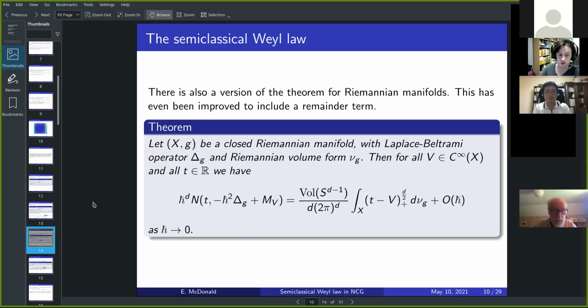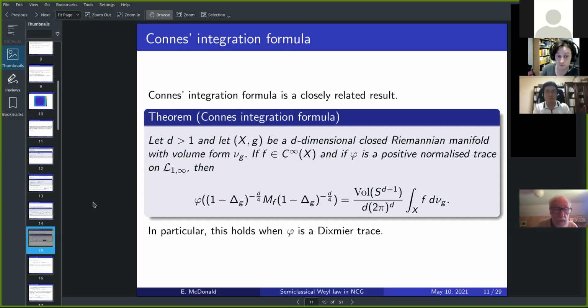Okay, so let me talk about something different, which is Connes' integration formula, which I call here a closely related topic. And they are closely related. And for certain people who are experts in this area, I know Grigori Rozenblum is in the audience, I think he probably considers this very, very clear that these are almost the same statement. But Connes' integration formula comes from a completely different area.